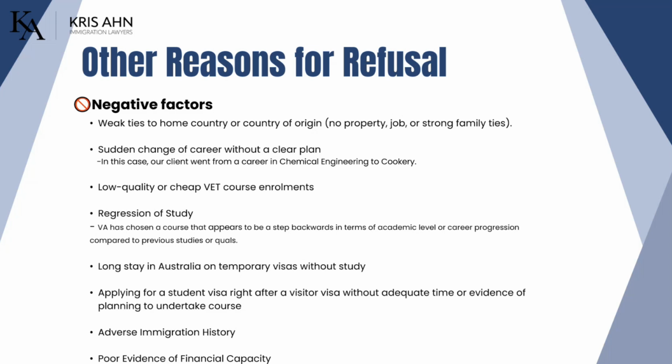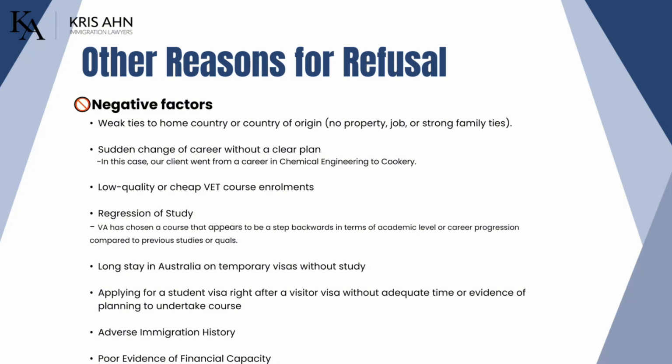Regression of study. If the visa applicant has chosen a course that appears to be a step backwards in terms of academic level or career progression compared to previous studies or qualifications, that will be a negative factor as well. So for example, if someone has done a masters in IT and they are going down to a Cert 4 in commercial cookery or, say, automobile, and they can't explain why, that will be the issue. That will be considered a negative factor as well.